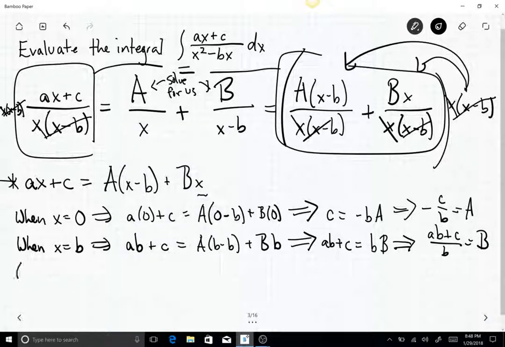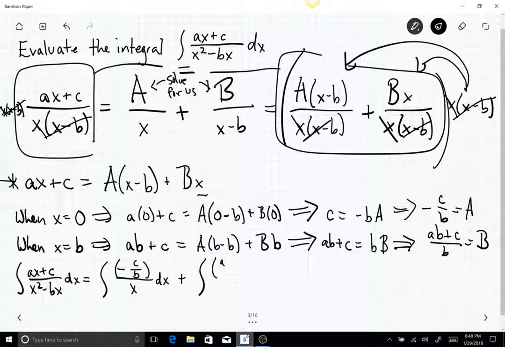So our integral, that tells us how this thing is going to behave. We have ax plus c over x squared minus bx dx. Well, this is going to be the capital A. What was capital A? Well, if you recall, this is the integral of negative c over b over x dx plus an integral of, well, now it's ab plus c over b all over x minus b dx.